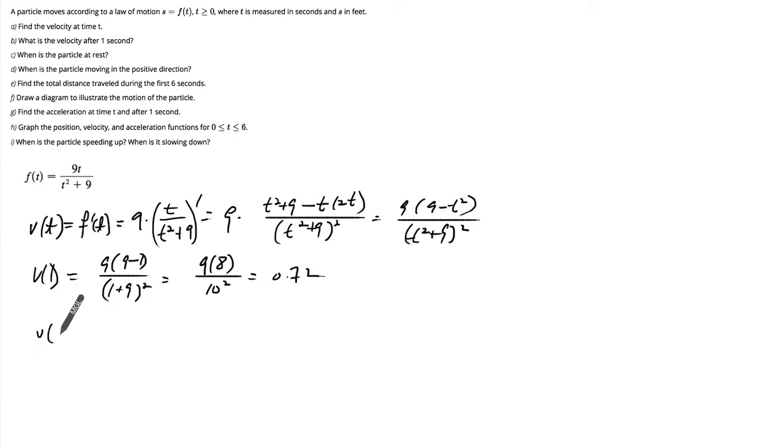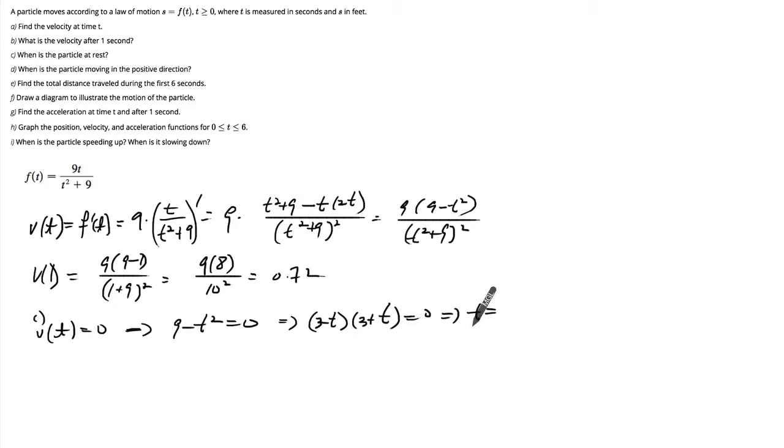When is the particle at rest? So when is this equal to 0 for part C? So this expression is going to equal 0 when the numerator is equal to 0. When 9 minus t squared is equal to 0. So when you factor, 3 minus t and 3 plus t is equal to 0. So in other words, t is equal to plus or minus 3, but we're only talking about when t is positive, so we only pick 3.